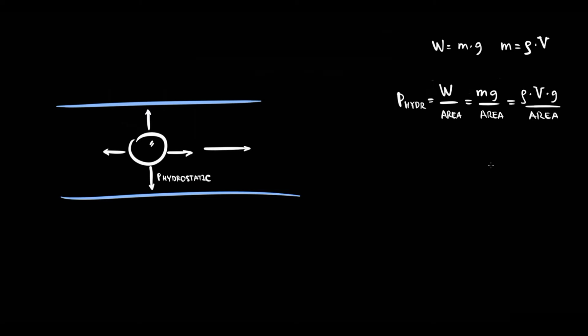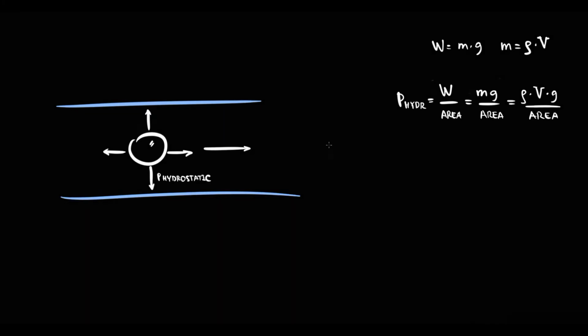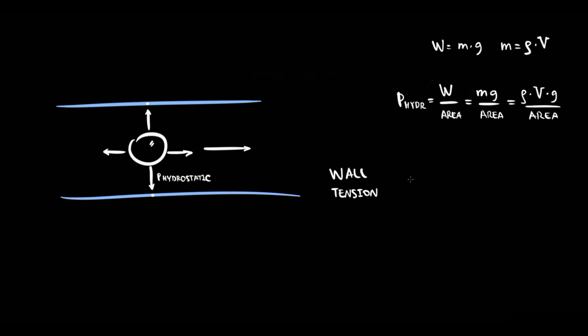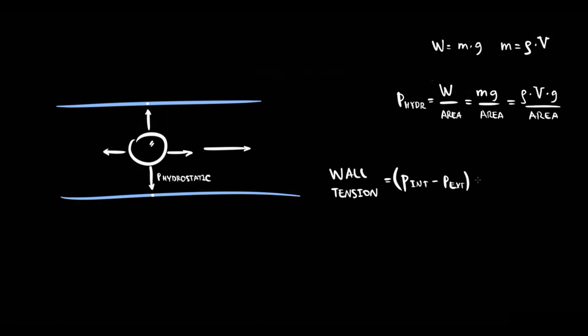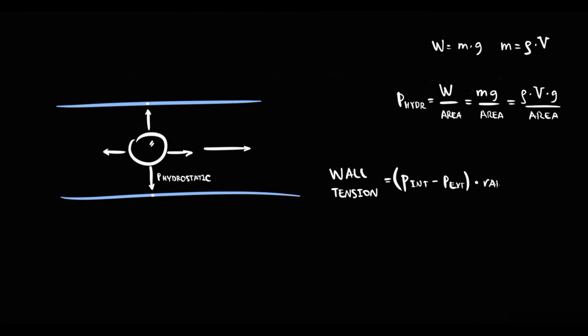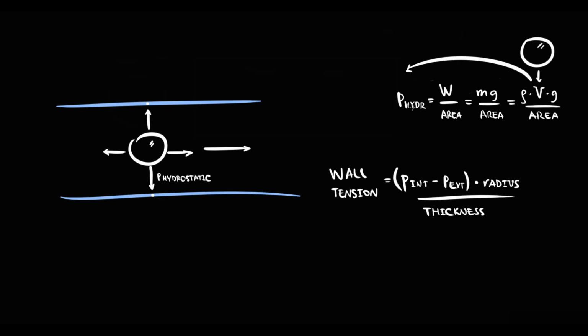Also, we have to know that because hydrostatic pressure acts in all directions, it determines the wall tension. Recall that wall tension is determined by the Laplace law. Laplace law states that the wall tension is equal to the pressure difference between the pressure that acts from the inside of the blood vessel minus pressure that acts from the outside of the blood vessel. Also, wall tension is directly proportional to the radius of the vessel and inversely proportional to the thickness of the vessel. So the higher the volume of fluid inside the vessel, the higher becomes hydrostatic pressure, and with increase in hydrostatic pressure, wall tension increases.